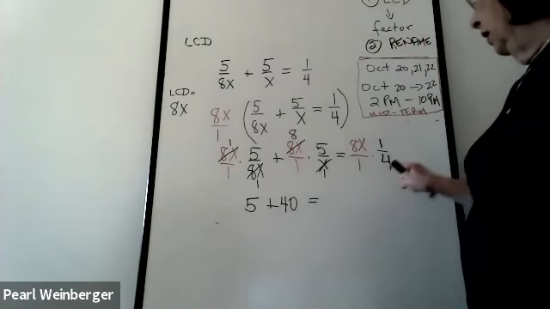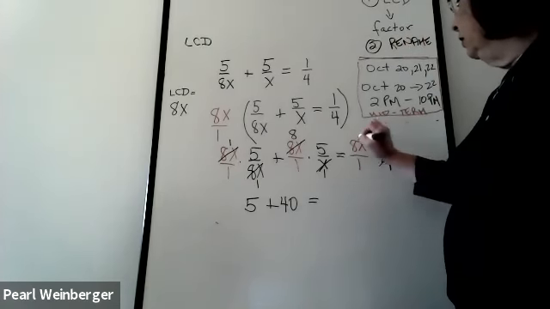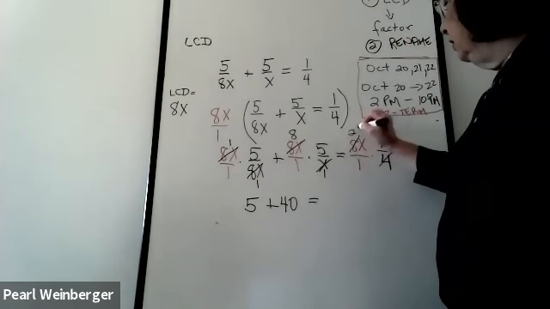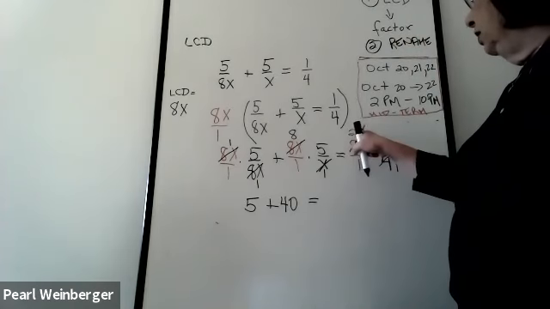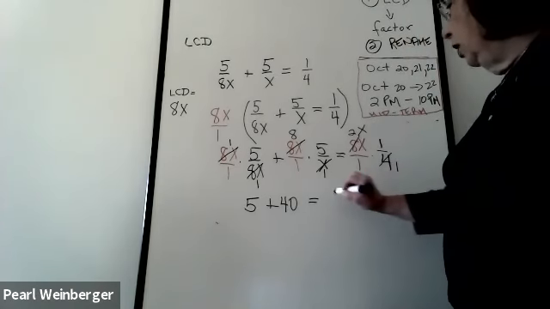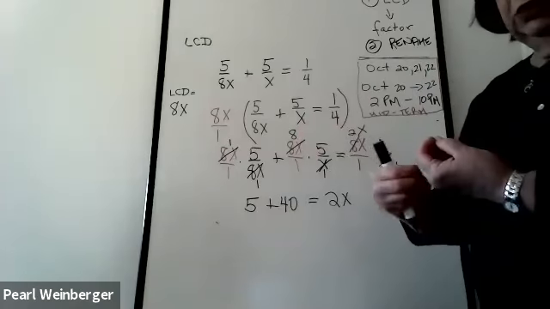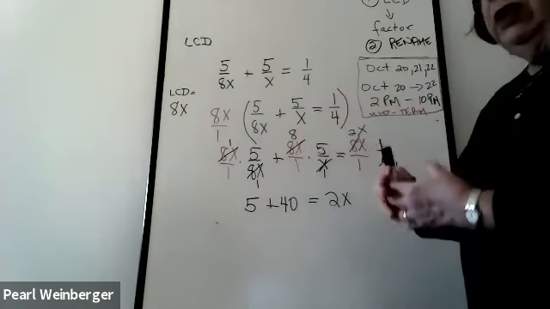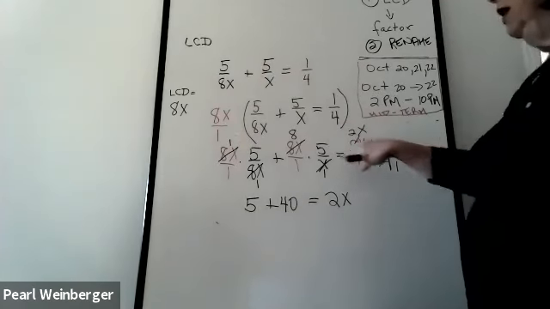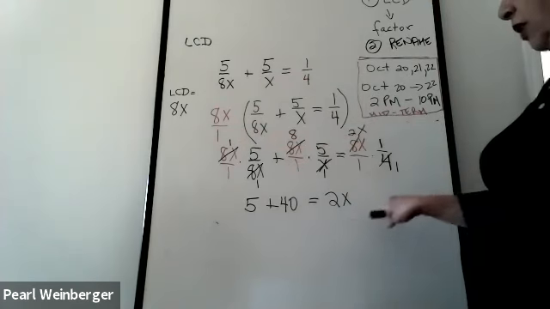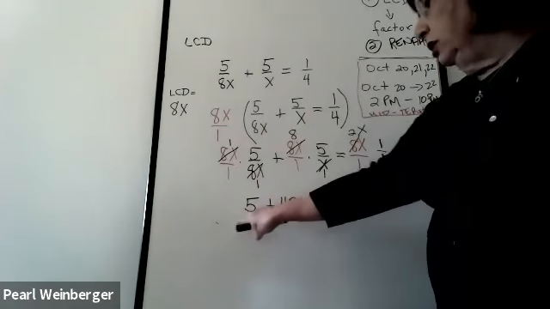And finally, here, the 4 cancels into the 8. This leaves me 2x. This, of course, gives me 1. So this becomes 2x times 1 over 1, which is just 2x. Just like the cross-multiplying method got rid of the fractions, multiplying by the common denominator also gets rid of your fractions and makes your equation a much easier equation to solve.